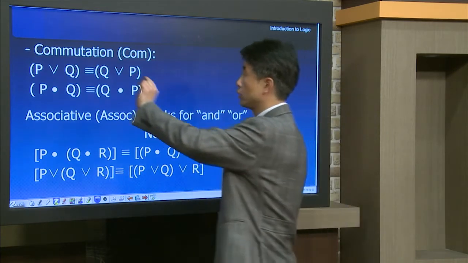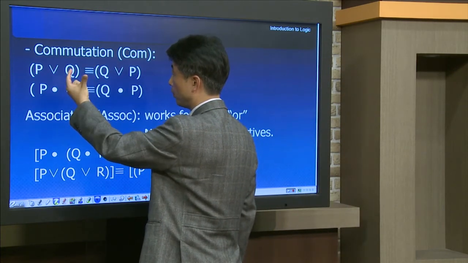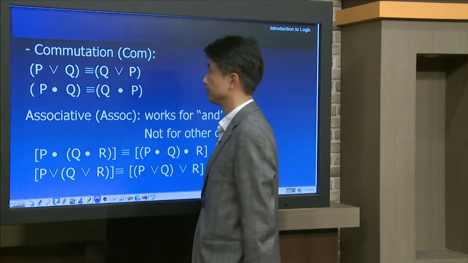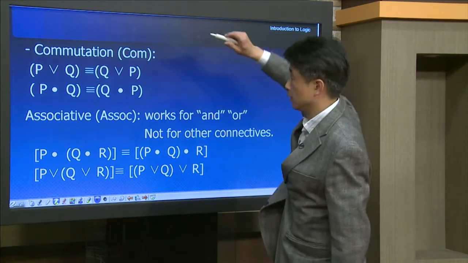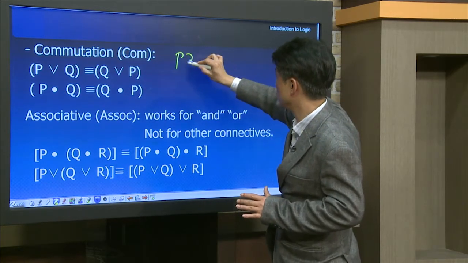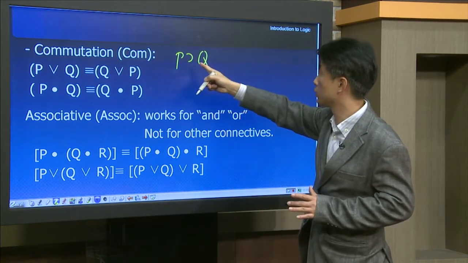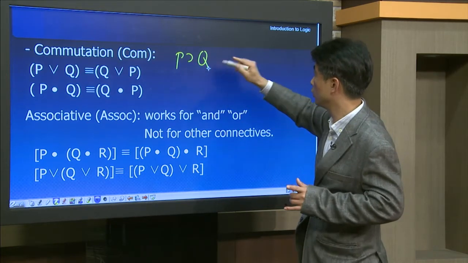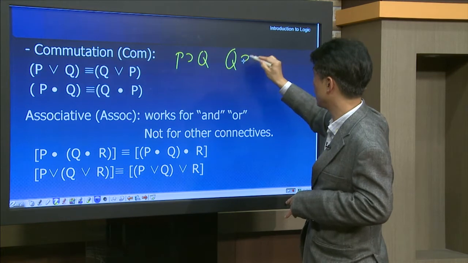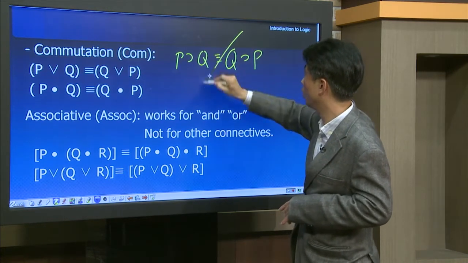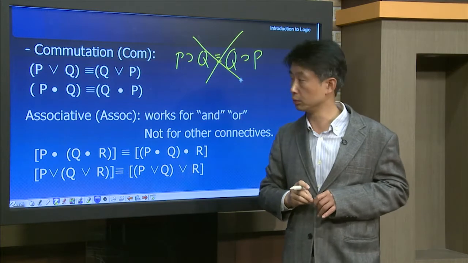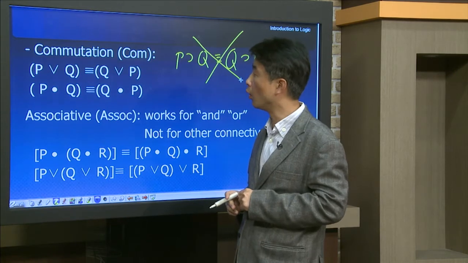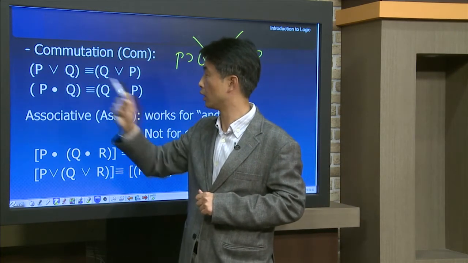Commutation says you can switch these two components, again when you have or and and. That means, to emphasize, you shouldn't do this. When the statement is conditional, the commutation rule doesn't apply. When you say P then Q, that's not the same thing as Q then P. No, that's not a legitimate rule. With commutation, you can switch around only when you have wedge or dot.